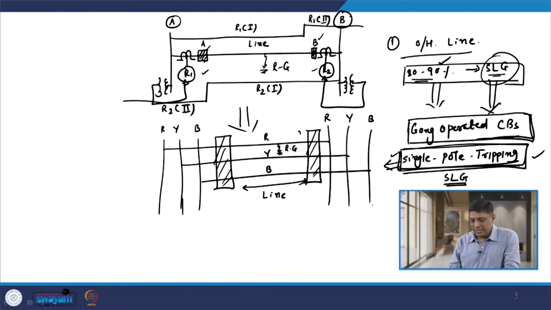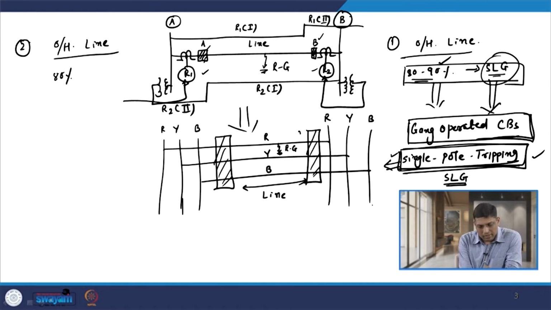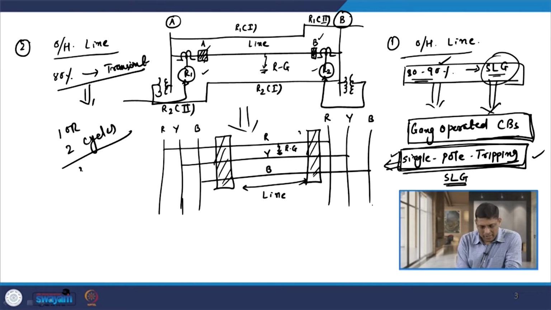The second thing is that if I consider the second problem of distance relays, then we note that if I consider again the overhead line or conductors, then whatever faults occur on this overhead conductor, again 80% of faults are transient in nature. The meaning of transient in nature is that this type of fault may die down after maybe 1 or 2 cycles or maybe 3 cycles, it depends on the type of faults.